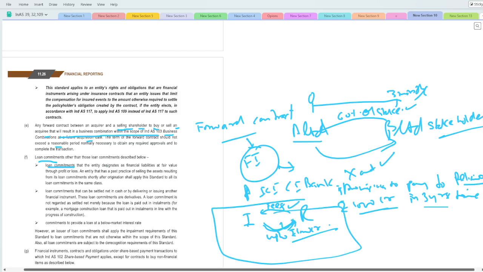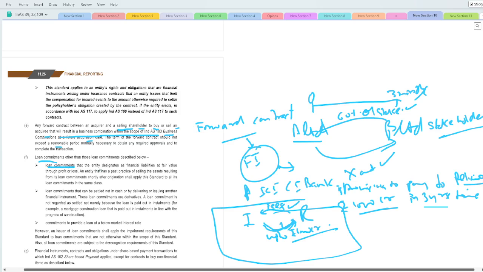Now it is talking about the scoping out. So loan commitment other than those loan commitment described below. So it is saying that generally for the loan commitment you are having different accounting standard, that is the Ind AS 37 and Ind AS 115. Generally, but other than these three loan commitments, you are having a different accounting standard. And for these three loan commitments, you need to follow the Ind AS 109. That is a financial instrument accounting standard.